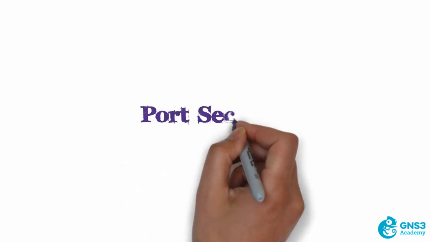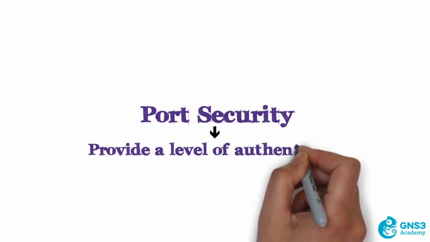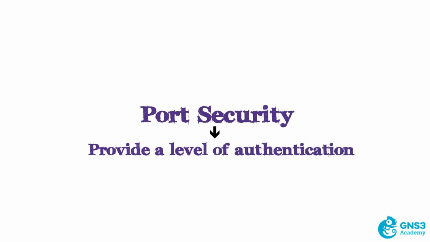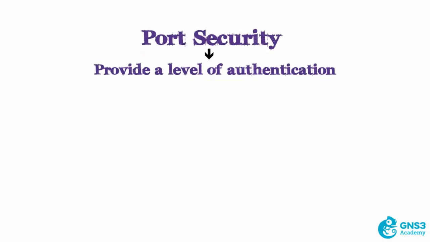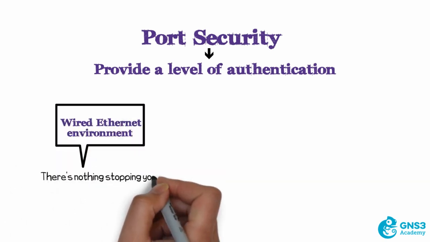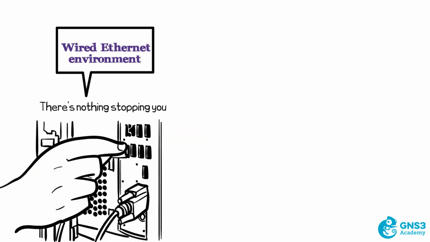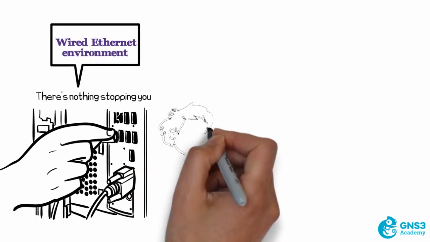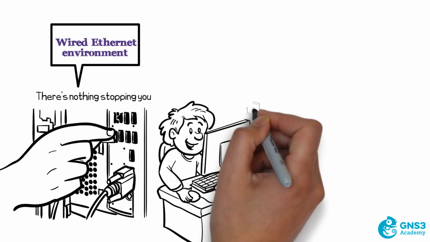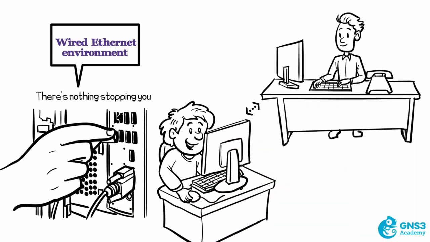In this video, we're going to discuss port security, which is used to provide a level of authentication in an Ethernet environment. In a wired Ethernet environment, as an example, there's nothing stopping you simply plugging your PC into any open port in the network. So as an example, there's nothing stopping a user connecting their PC to a port in a director's office, which then results in them having access to the director's VLAN.